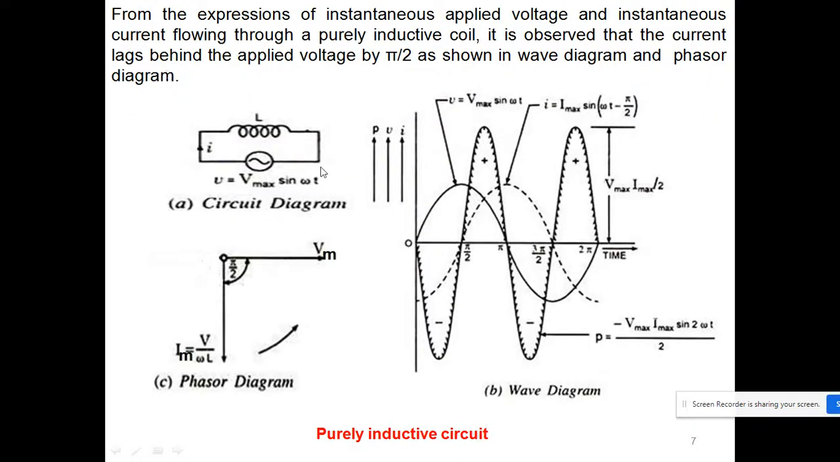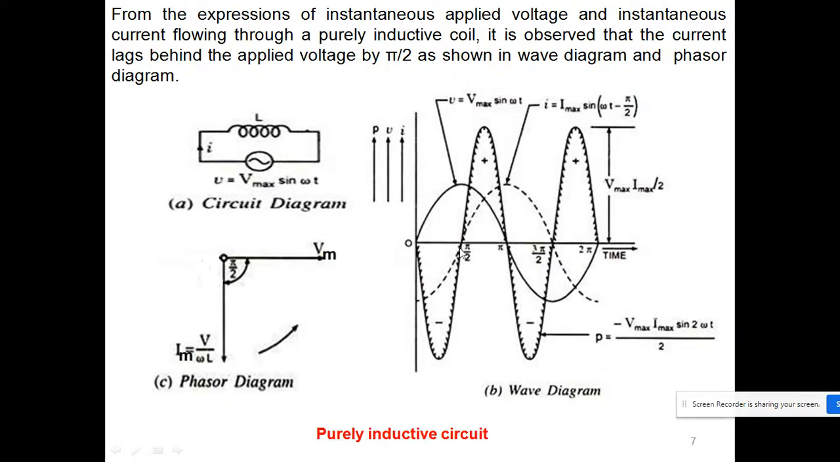So this is our circuit diagram. We are applying our alternating voltage on an inductor coil here, and you see this is our voltage, and the current is behind by pi by 2. So the current is lagging here. Is it okay? So the current is lagging here, that I want to show.